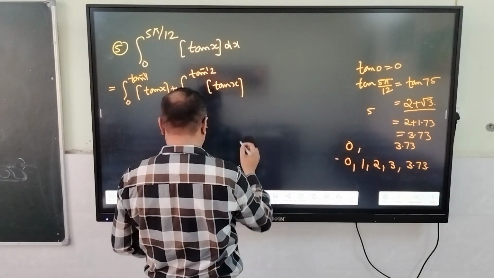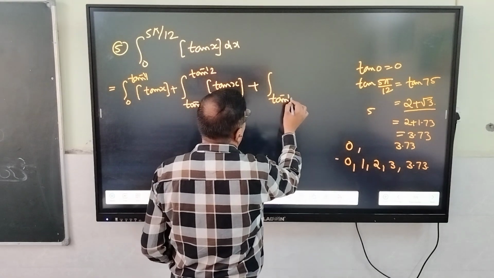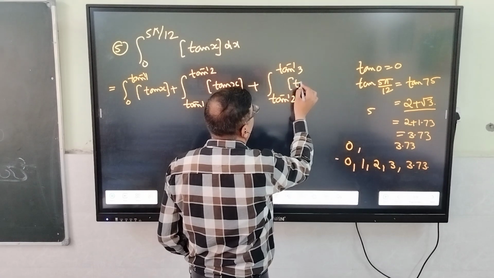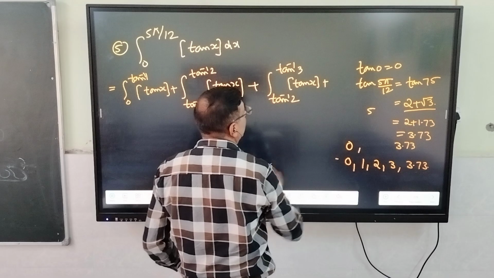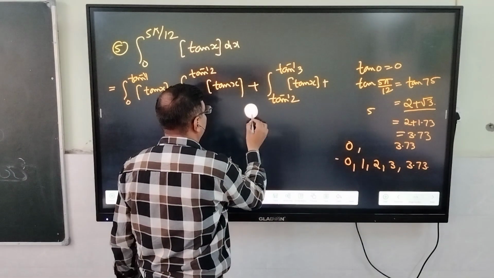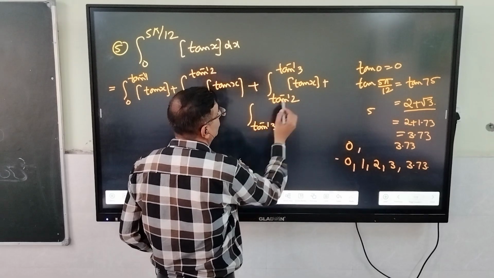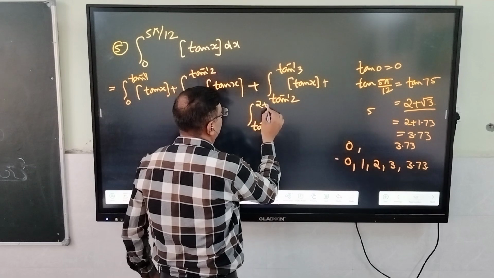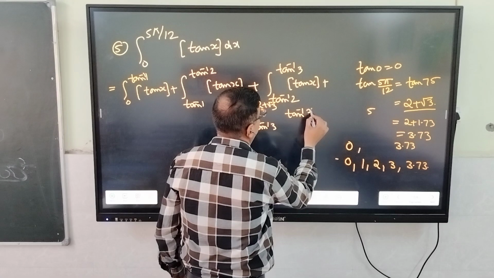Plus now tan inverse 2 to tan inverse 3, greatest integer of tan x, plus tan inverse 3 to 3, it will become 2 plus 2. This will be tan inverse greatest integer of x.